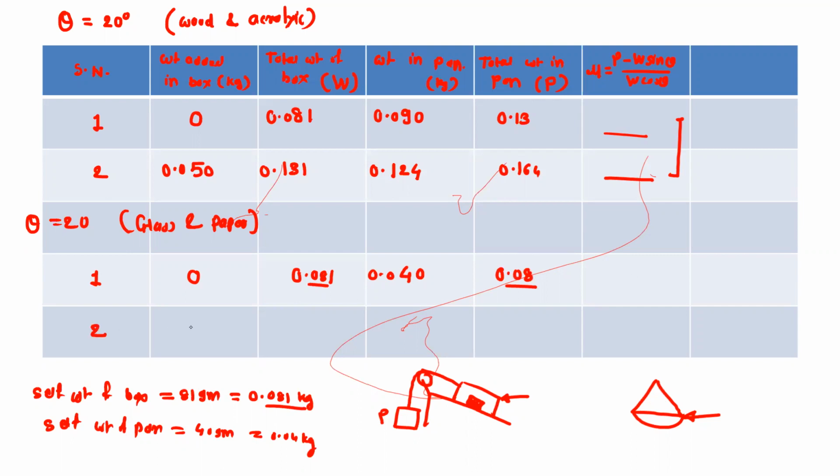For the second reading, in the wooden box we added, sorry, we added 10 gram. So this will be 0.091, so 91 gram. Then for the weight in the pan, we added 51, so this is 0.051.